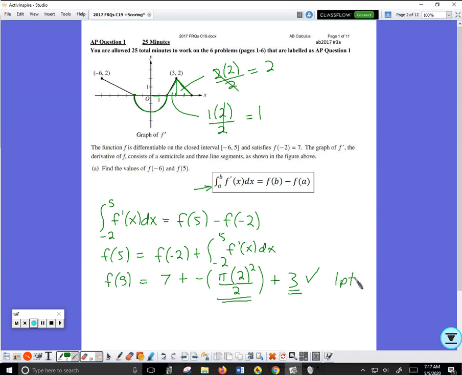That's one more point. So 3 points total on part A. If you kept going, you would combine the 7 and the 3 to get 10. Then this would divide to become negative 2 pi. But there's no reason to keep going.